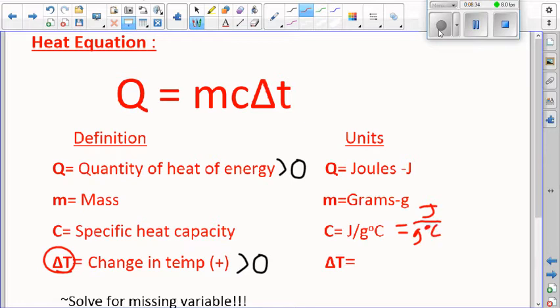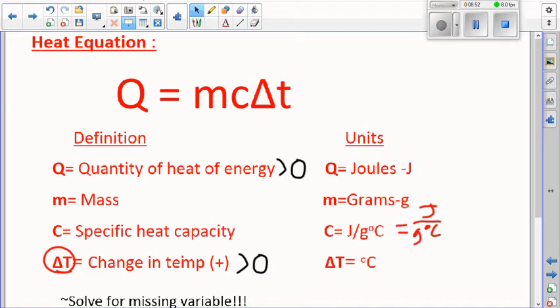Some people like having the joules in the numerator up top. And delta T is a change in temperature. It should be in degrees Celsius, of course. And please note that one should always be positive as well. So we're never going to use negatives for our Q and delta T.